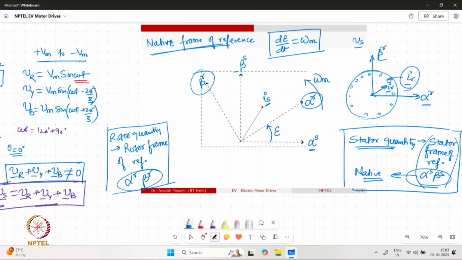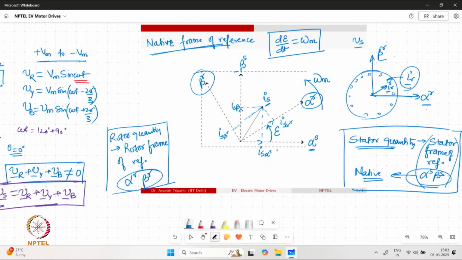What it essentially means is that whenever we are defining a vector, we have the projections made by that vector on the axes of that reference frame. So in this case, it is Is alpha, Is beta. What I am trying to do now is basically to get the components of Is falling on the alpha r and beta r axes, which I can write as Is alpha r, Is beta r.